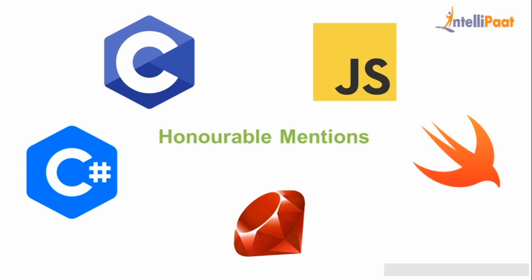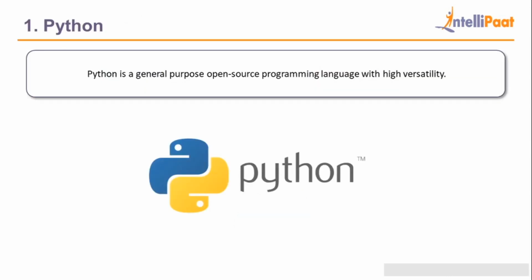But we finally have our highest ranked language, that is Python, and I know all of you were waiting for it. Python is a general purpose open source programming language with high versatility. You can use it for so many different things. You can develop apps with it, you can work and create models in it. And Python is very easy to learn. So all of you out there who are watching this video wanting to become data scientists, I definitely recommend you learn Python.